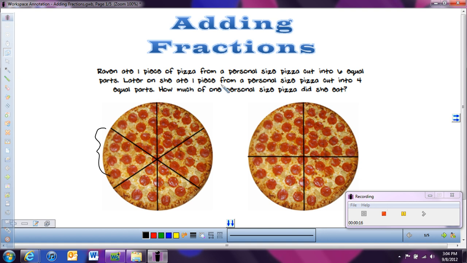Later on, she ate one piece from a personal-sized pizza cut into 4 equal pieces. So here she ate 1/4 over here. How much of one personal-sized pizza did she eat? So if I put both of those pieces on the same pan, how much of one total pizza did we eat?